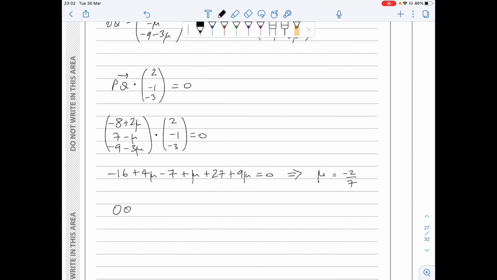This will give me (10/7, 2/7, -57/7). This is the position vector of OQ. Hence, the coordinates of Q are (10/7, 2/7, -57/7).